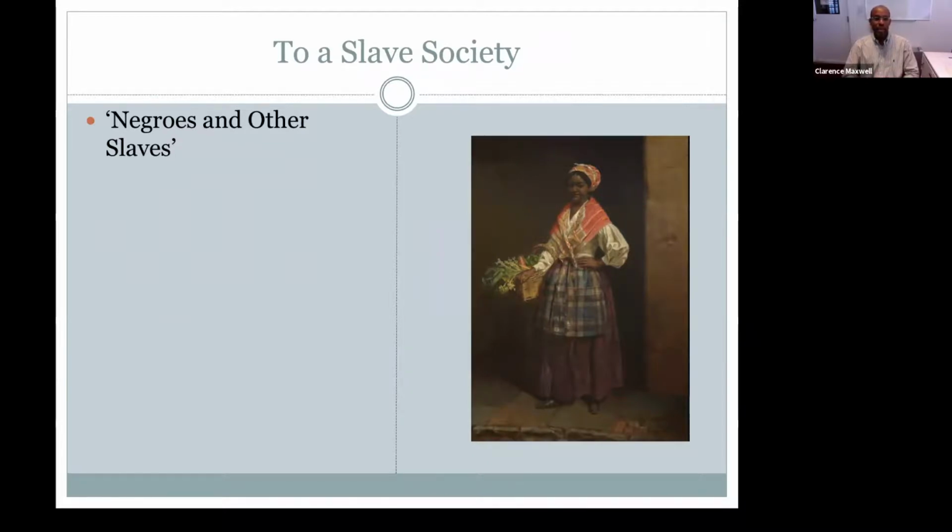This was reflected in the phrase "Negroes and other slaves," with the implication of the development of what can fundamentally be called a caste system, in which race becomes the marker of slavery. Even though not all slaves were black, and not all blacks would be slaves, slavery and the slave condition become marked by race.